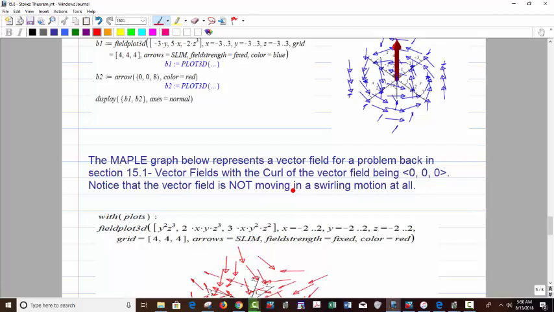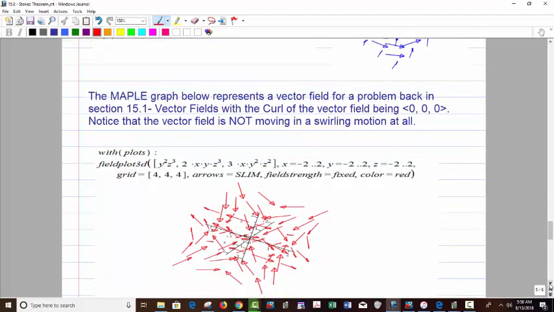So, 0, 0, 0. Notice that this is not swirling in a swirling motion at all. No curl. No curl vector to be seen. 0, 0, 0. Not swirling all over the place. So that's why no curl.